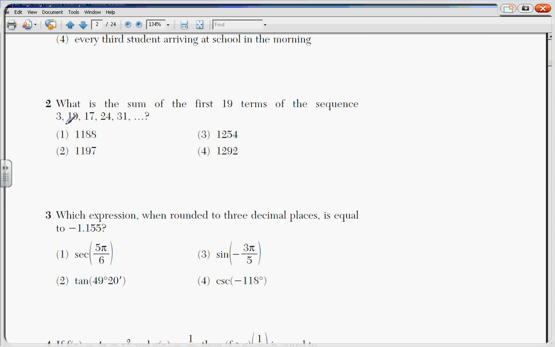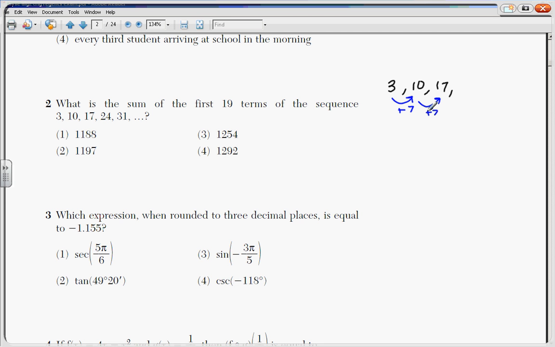So what do you do every time? Every time you add, right? So you have 3, 10, 17. What's going on here? You notice that every time you add 7. Yes, you add 7 every single time. So that clearly shows that this is an arithmetic series. So what we're going to be doing here is using the arithmetic series formulas. All right. So there are two of them. What are the arithmetic series formulas?